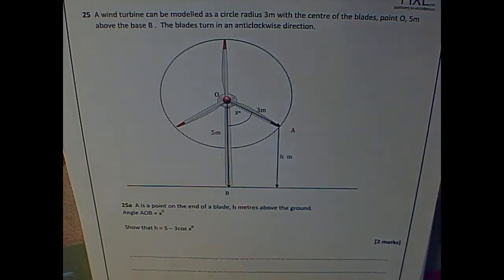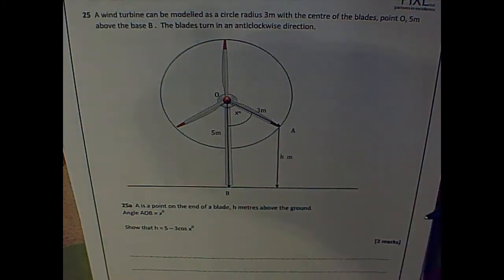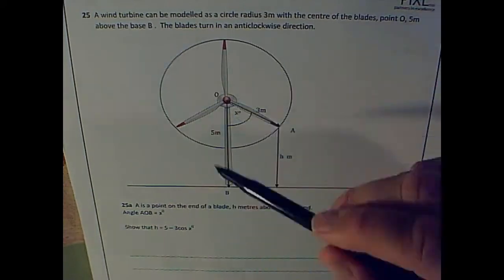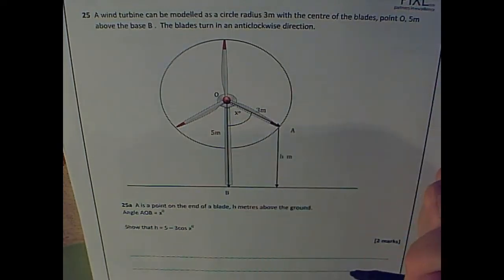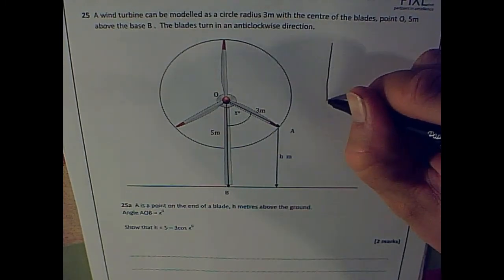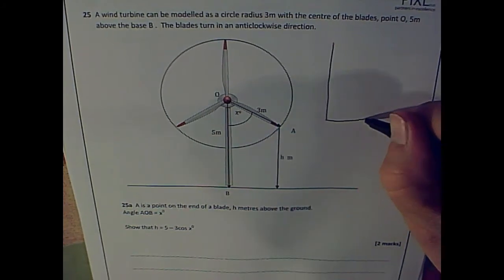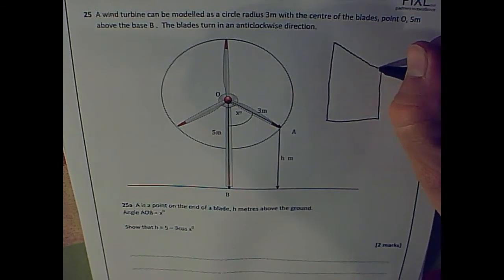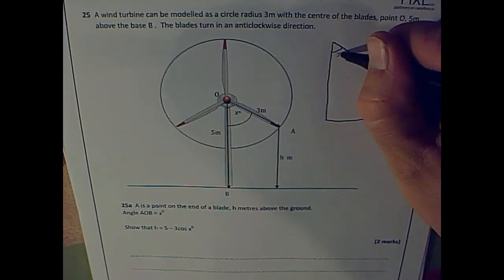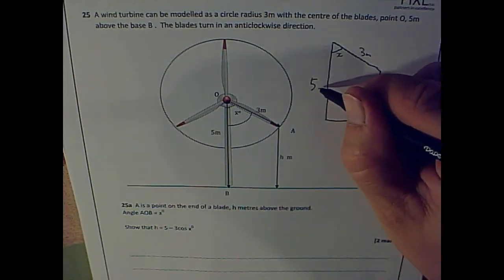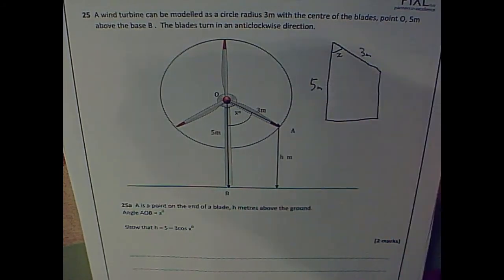Okay. So it looks tricky, but I'm just going to separate this out to help us see it without the complication of having the blades and all the rest of things around the place. I'm going to separate out the key bits here, which is a trapezium like this, and that is my x, and I know that this is 3. I know this is 5. And I'm trying to find out this bit.